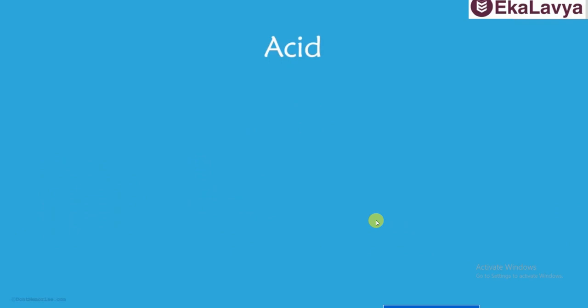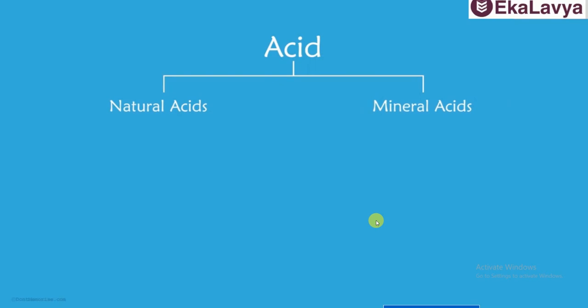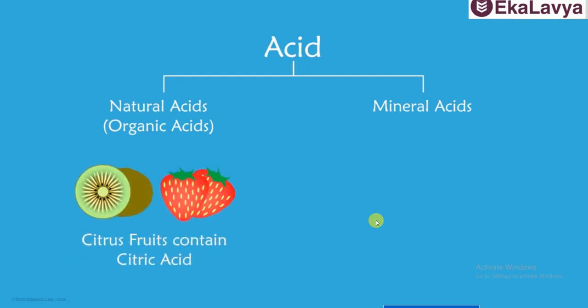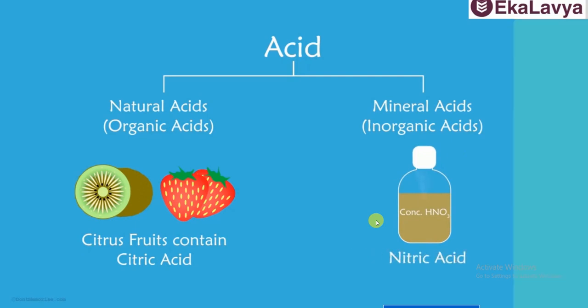Based on their occurrence, they are divided into two types: natural acids and mineral acids. As the name suggests, natural acids are obtained from natural sources. They're also called as organic acids. Citric acid, which we get from citrus fruits, is an organic acid. Mineral acids, on the other hand, are acids that are prepared using minerals. They are also known as man-made acids or inorganic acids. Nitric acid is an example of mineral acid.